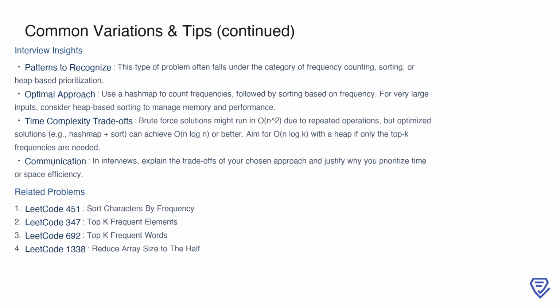During interviews, it's crucial to communicate your thought process clearly. Explain the trade-offs between time and space complexity and justify why you chose a particular approach. Recognizing related problems, like LeetCode 347 for top k frequent elements or LeetCode 692 for top k frequent words, can also help you identify patterns and build confidence.